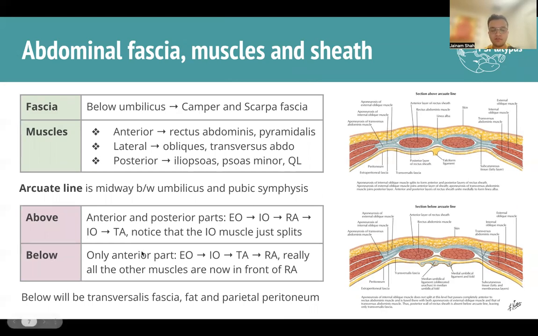Below the arcuate line, you've got a very similar thing. The only difference is now everything is at the front. So the internal oblique does not split anymore, and everything just goes in front of the rectus abdominis. So you have a very simple scenario where you've just got external oblique, then you've got internal oblique, transversus abdominis, rectus abdominis, and then everything else behind it. So just to contextualize this, everything behind it, when I say that, is just going to be the transversalis fascia. So behind the rectus abdominis or the transversus abdominis. Then you've got fat, and then you've got the parietal peritoneum, visceral peritoneum, organs, etc.